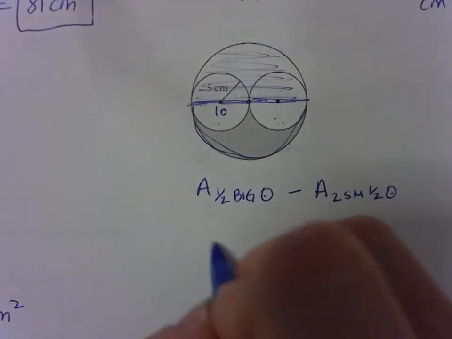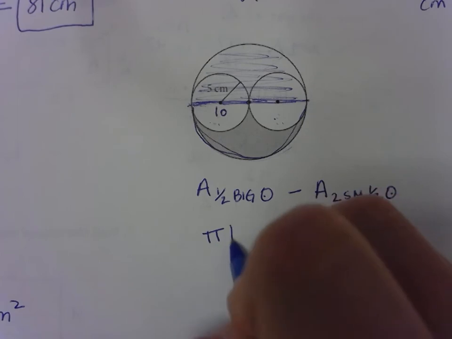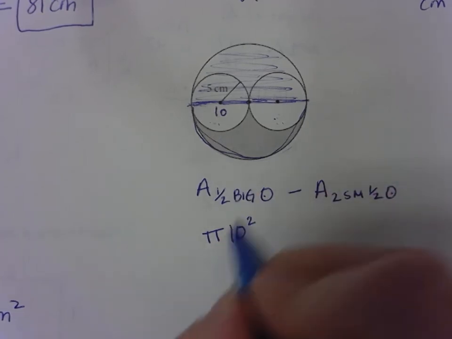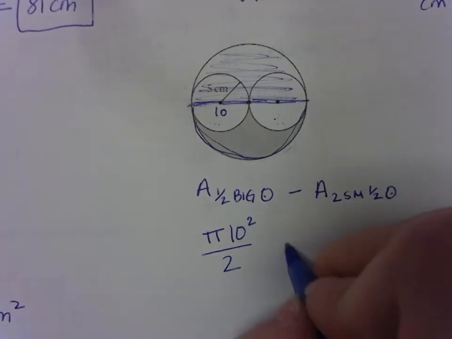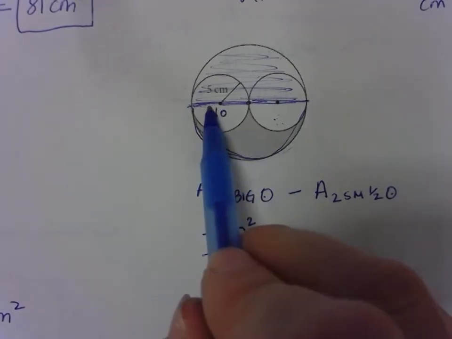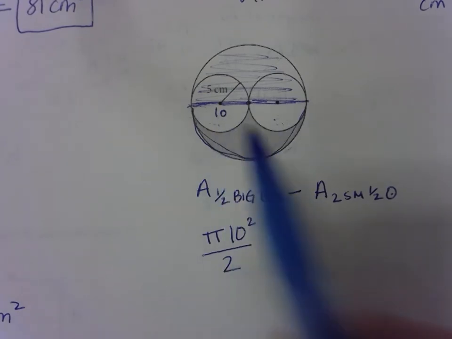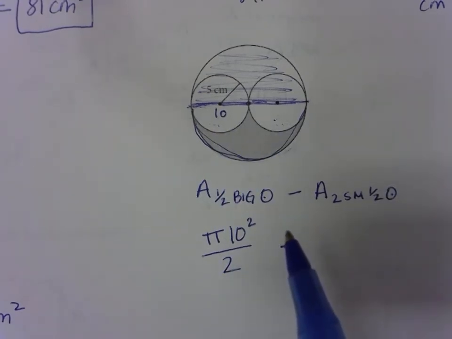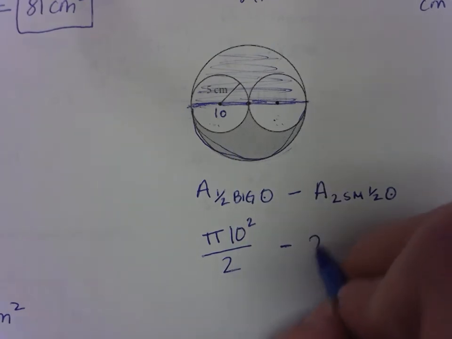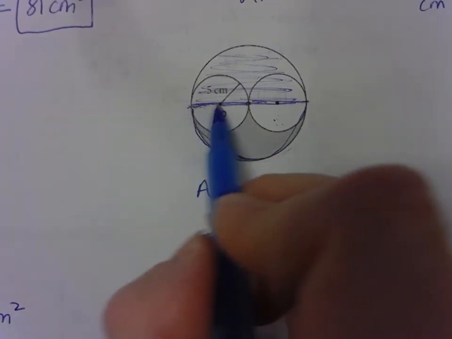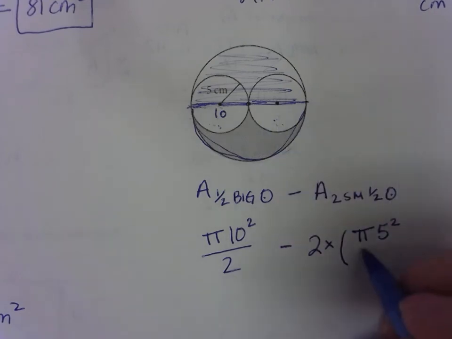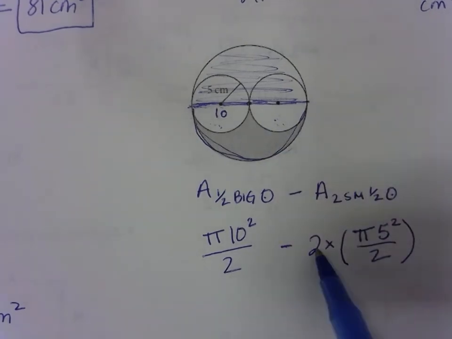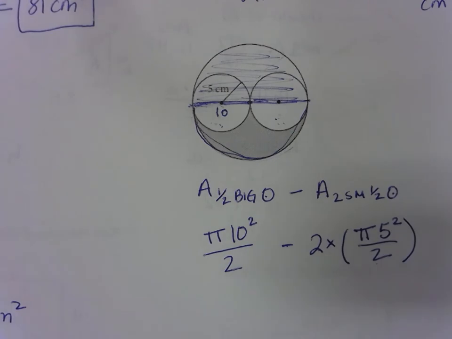So pi times the radius squared, but it's only half a big circle, right? So I'm going to divide by 2. And the 2 small circles, those are halves. Well, 2 halves make a whole, so you could do 2 times the radius squared times pi, but remember it's half a circle, so you got to divide by 2. So 2 divided by 2 is the same as 1 whole.